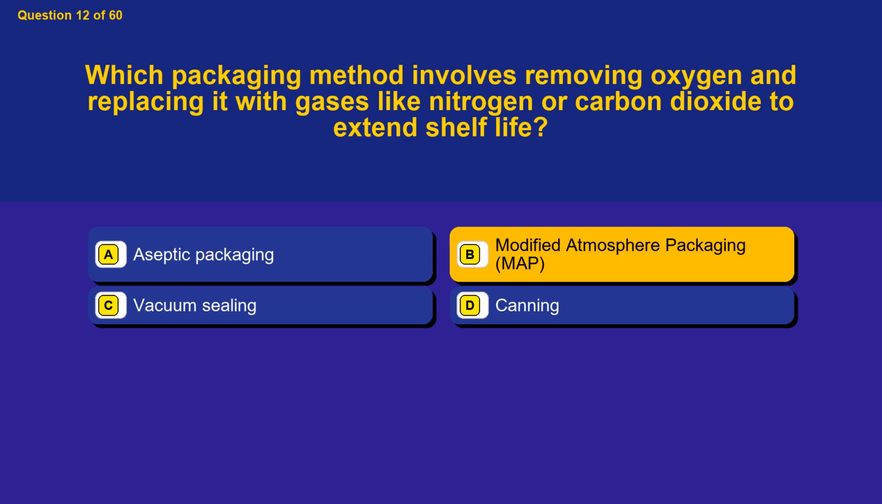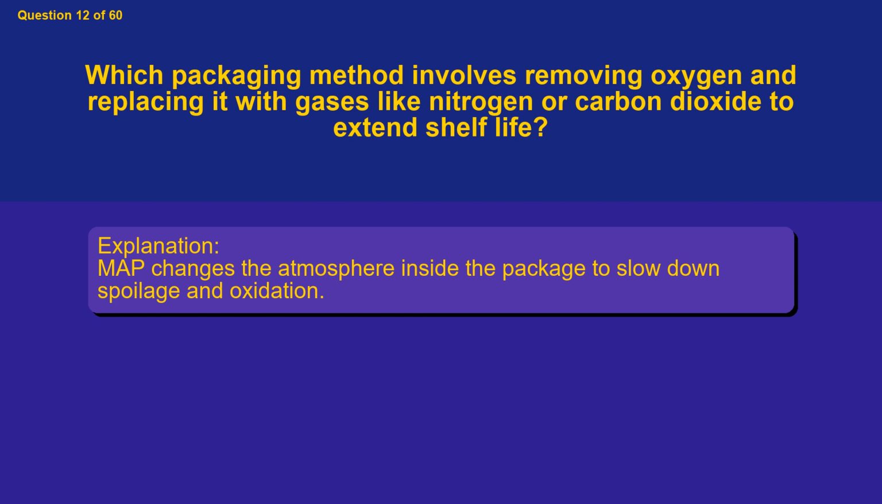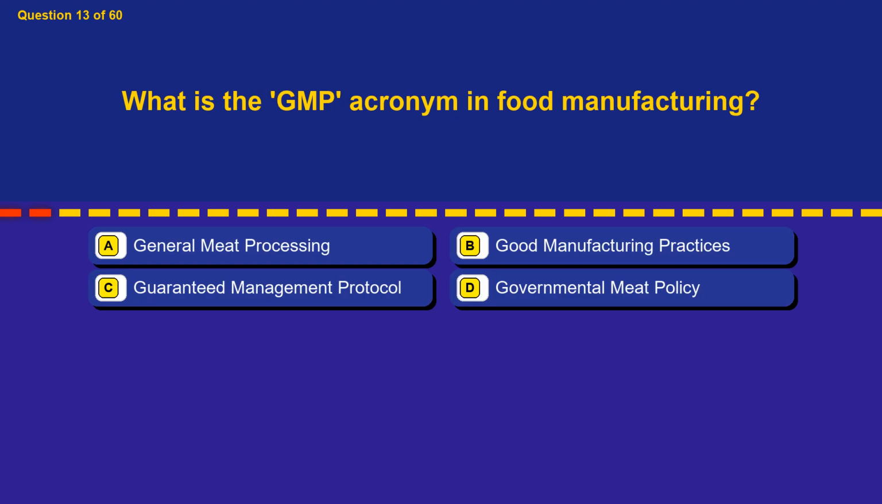The correct answer is option B, modified atmosphere packaging, MAP. MAP changes the atmosphere inside the package to slow down spoilage and oxidation. Question 13. What is the GMP acronym in food manufacturing?